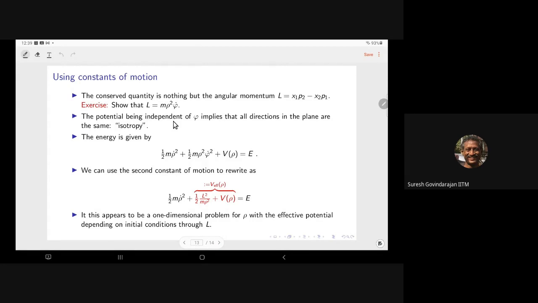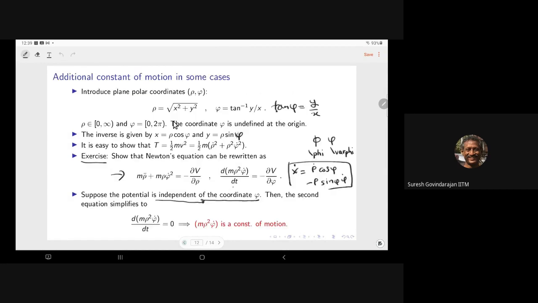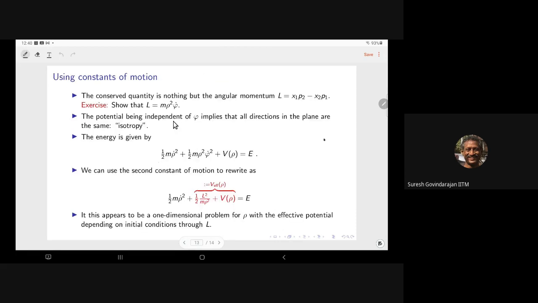The potential being independent of phi implies that all directions in the plane are the same. So there's isotropy about the origin. If you are at the origin and you look, all directions look the same. And of course, the energy is given by this. It's just T plus V. T we have written here, I just put that here, plus V should be the energy.